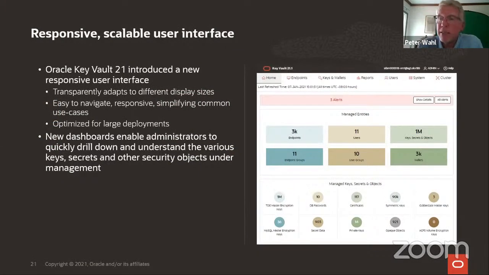In OKV 21, we completely redesigned the user interface. So it directly gives you, this is the homepage. If you log into OKV, you get the numbers. How many keys do I have? How many users, user groups, all these things. You get the statistics, the vital data of your OKV is on your homepage, including the alerts on top.